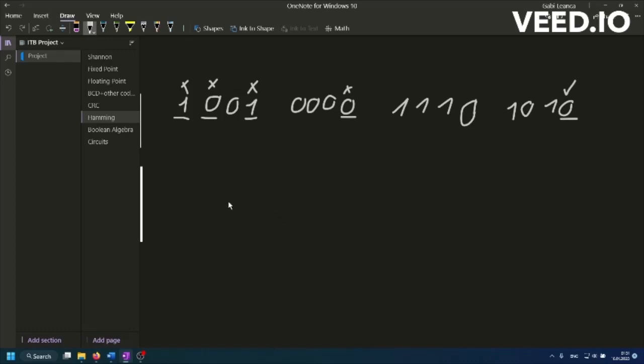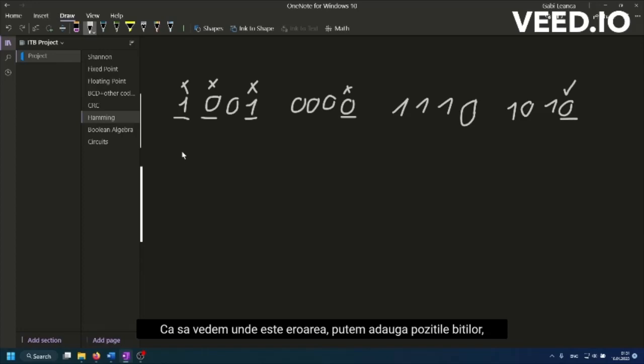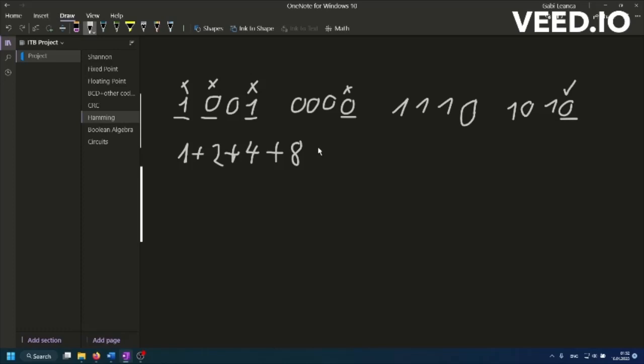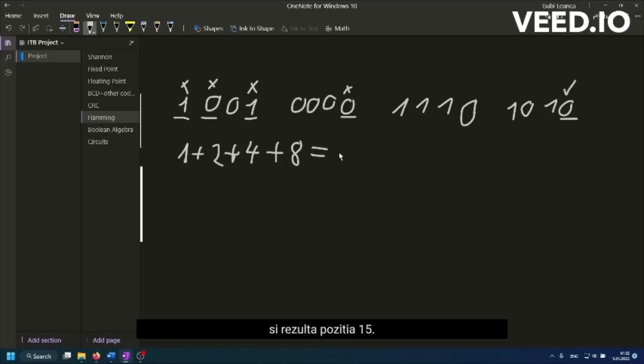Okay, to easily see where the error is, we can add the positions of the different bits. So 1 plus 2 plus 4 plus 8, and we get the position 15.